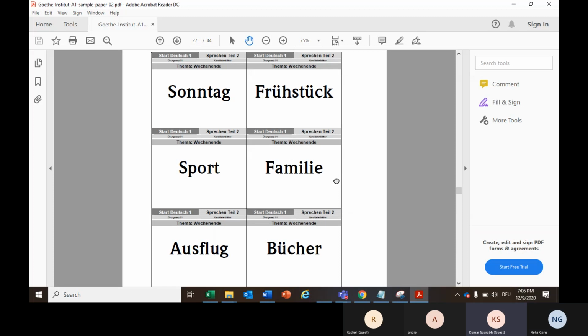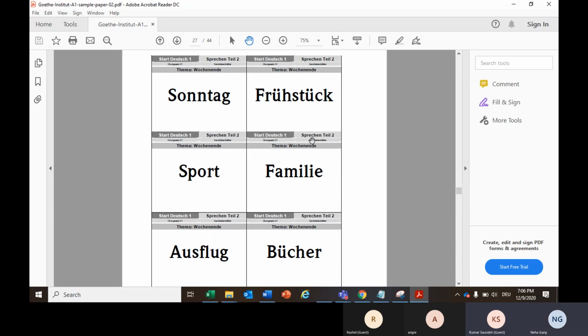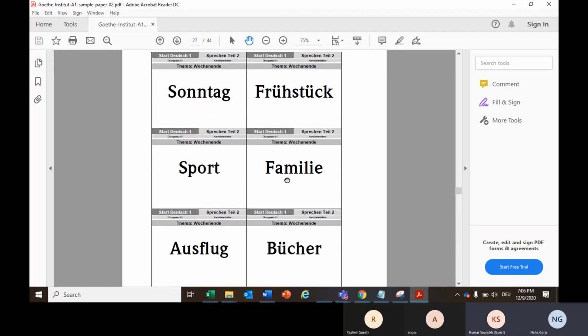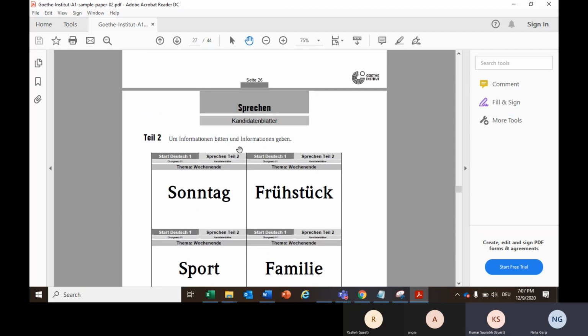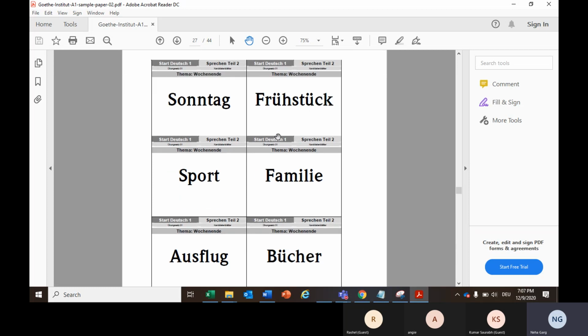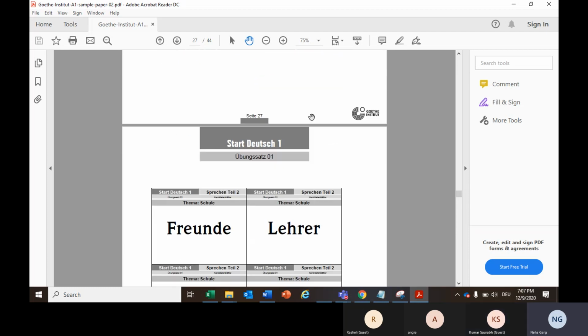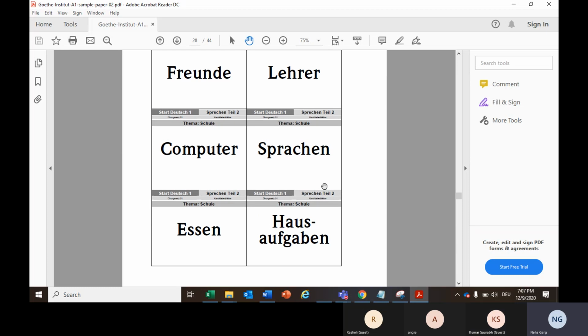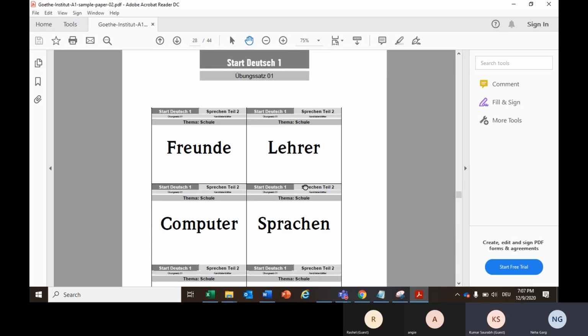So we need to make a sentence with all the six words. In the exam, usually there will be four people in one group, and the four people will be further divided into two groups, person one and person two, and then person three and person four. This first card will be given to person one and person two. The left side will be for person one and the right side for person two. So person one and person two will make sentences. Here the thing is Informationen bitten und Informationen geben. So either you have to ask for information based on these words or you have to give information based on these words. And then this second card will be for the second group, person three and four, and they will be doing the same exercise.